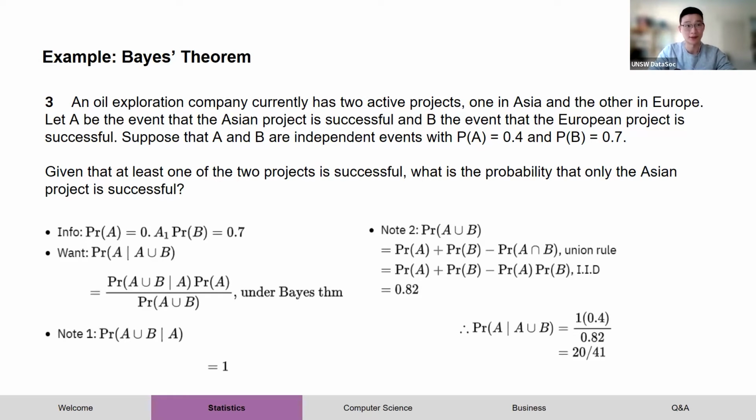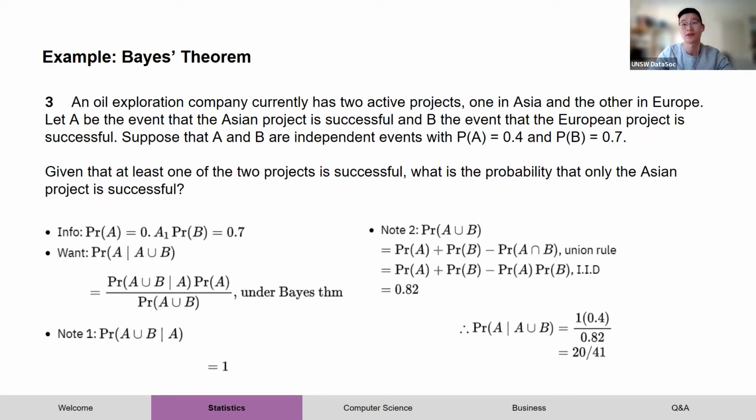So using Bayes' theorem, we can re-represent that probability using this formula as given. So that is the probability of the union between the two sets given A times the probability of A, divided by the probability of the union. Now, in this question, we can immediately find the probability of A or B being true, given that A is true, because this is just 100%. And that's because you know that since A is true, therefore either A or B is true.